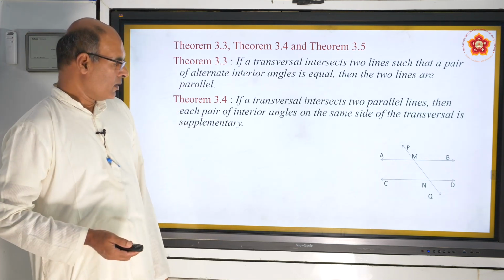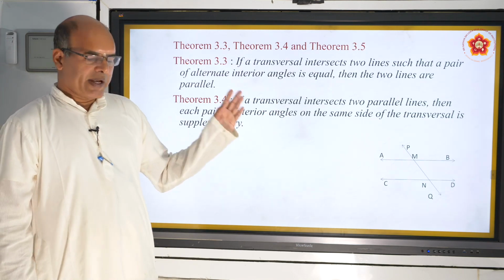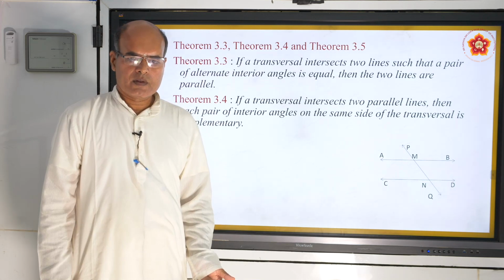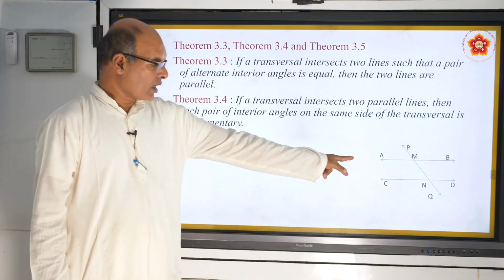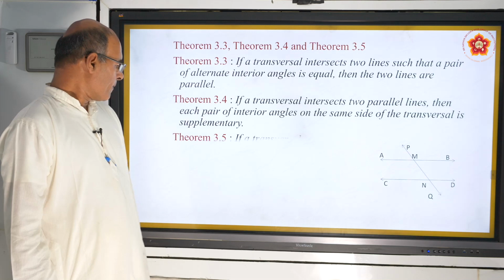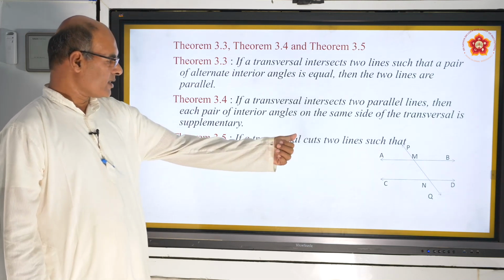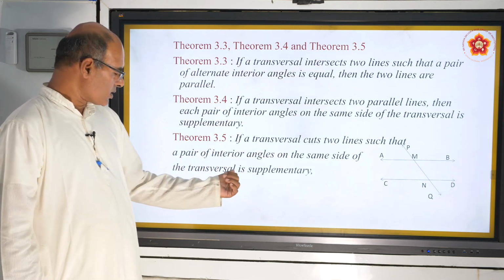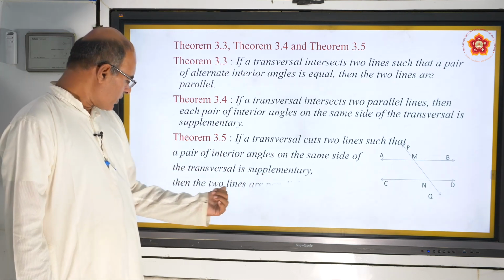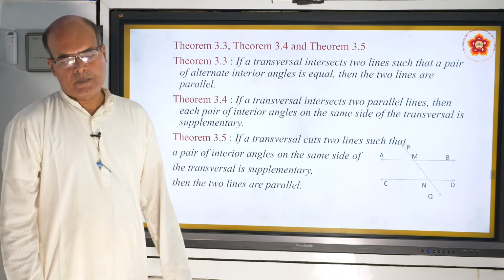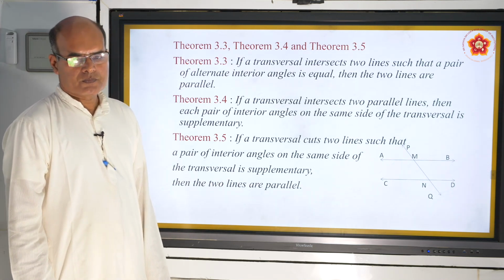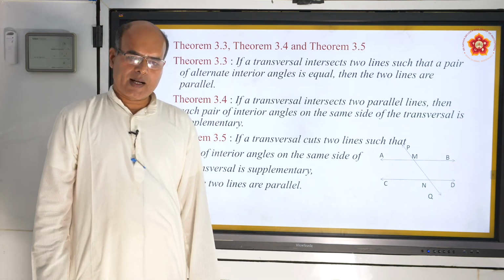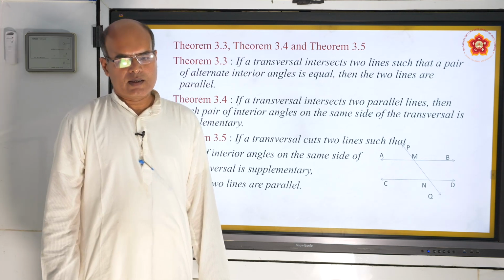It is very easy. If a transversal makes two interior angles such that their sum is 180 degrees, the supplementary angles, then the lines are parallel. If a transversal cuts two lines such that a pair of interior angles on the same side of the transversal is supplementary, then the lines are parallel. So this is about parallel lines and transversals.